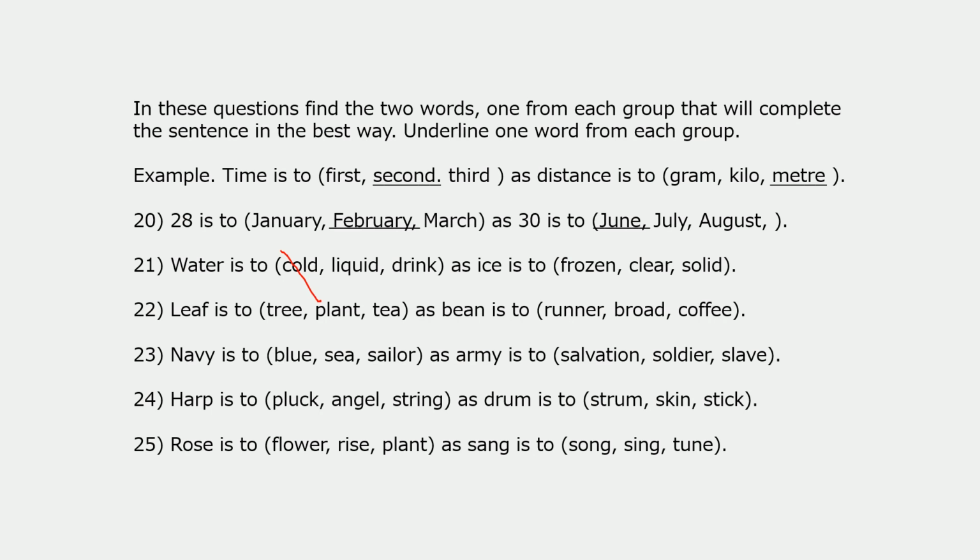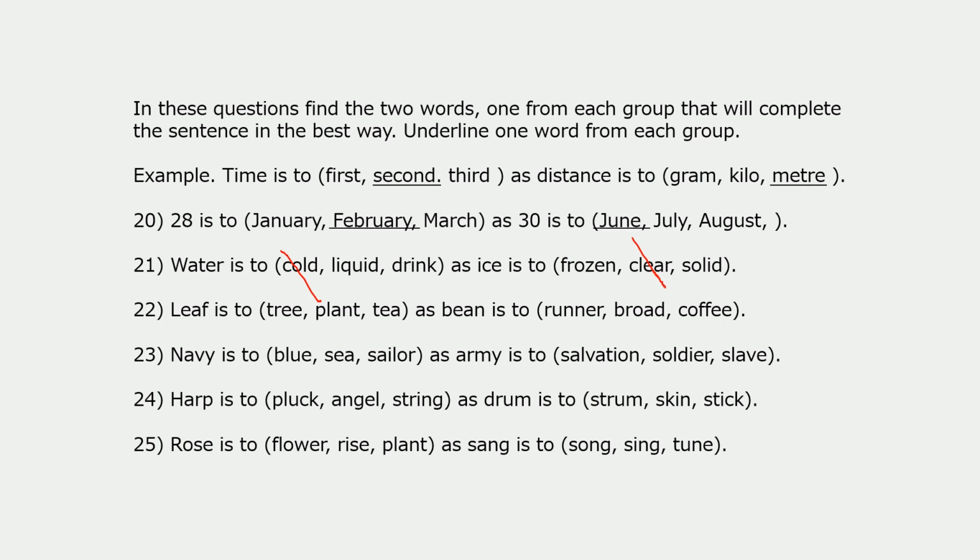Water. We have these two left now for water. So now let us go on to ice to cross one out as well. Ice is frozen, of course it is. Clear, not so much, and solid. Ice is frozen and solid, so we can cross out clear, as this is not completely clear. Then we have liquid and drink in this one, and frozen and solid in the other.